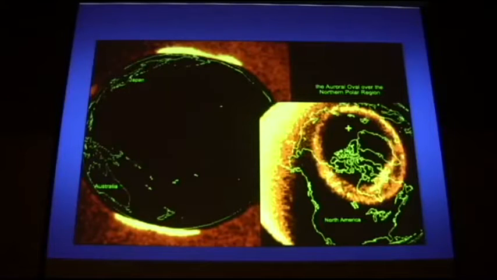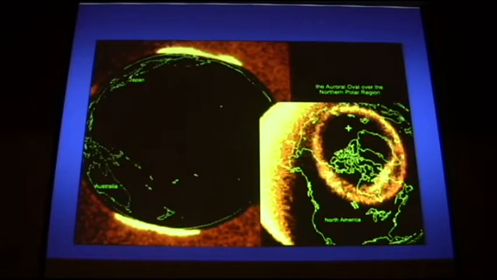This is an image of the aurora taken from space in 1982. A satellite was launched that started taking auroral images from space, looking down on the Earth. And one of the things you will notice if you look at the picture on the right here is that the aurora occurs in some sort of ring that is at high latitudes.